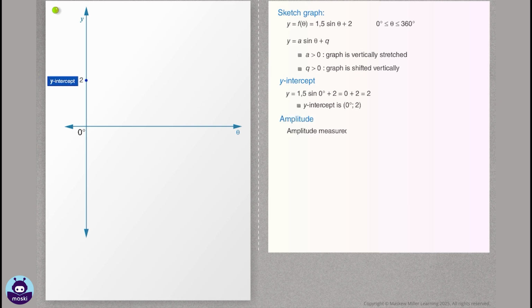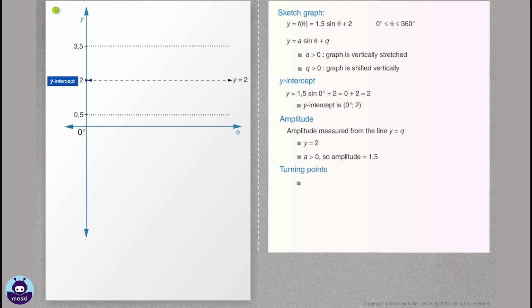Amplitude. We saw earlier that the parameter a determines the amplitude of the sine function, while the line about which the amplitude is measured is given by the parameter q. Here, the amplitude is measured from the line y equals q, therefore y equals 2. Since a is positive, the amplitude is a, that is 1,5. a is greater than 0, so amplitude equals 1,5. The maximum and minimum of the function are a plus q and negative a plus q, therefore 3,5 and 0,5.